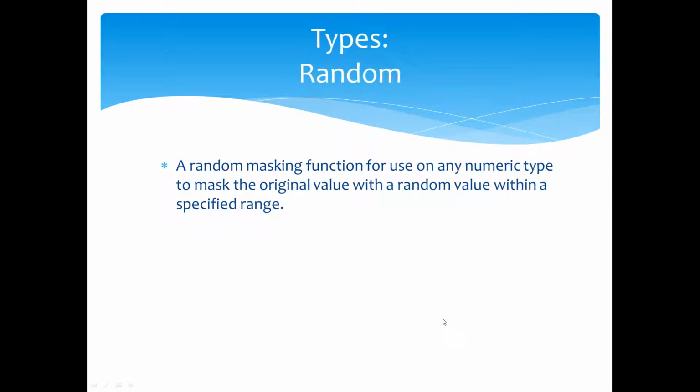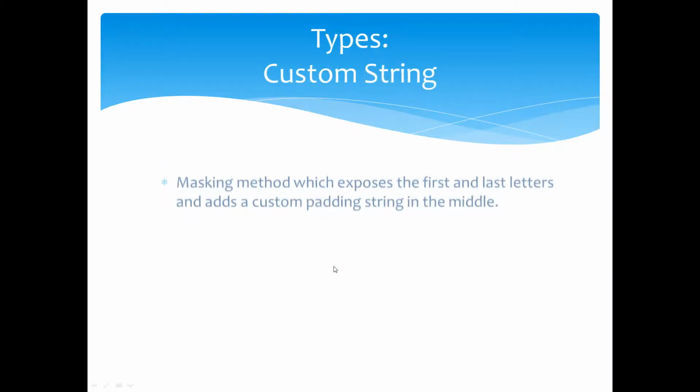So the next one is random. A random data masking function for use on any numeric type to mask the original value with a random value within a specified range. Okay. It's a lot easier to actually show you guys the command. Again, create table, blah blah blah, open brackets, salary, money, masked with, and then function equals random. Now notice that there's actually some arguments in here. Really easy to remember. It's the lowest value and the highest value, the starting value and the end value. So it'll be a random number between 1 and 12. So nice and easy to remember.